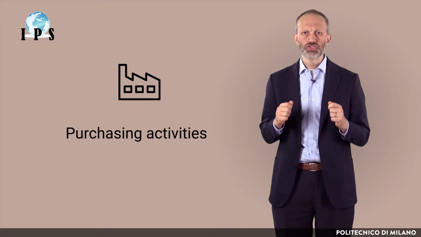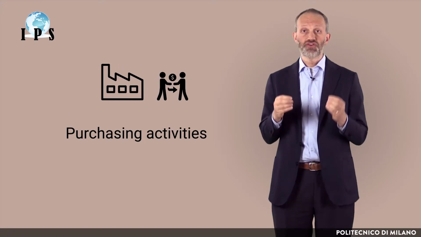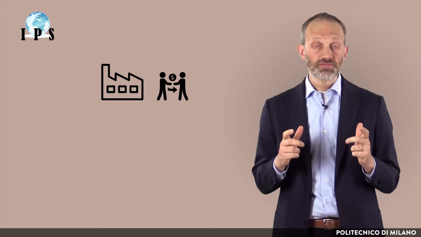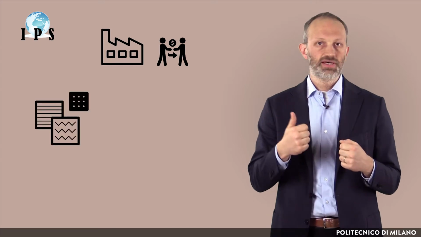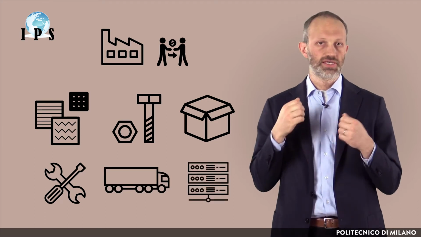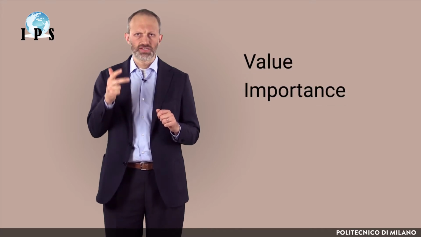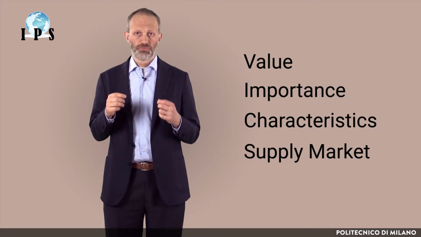Let's use again the IPS project to better understand this concept. We are interested in investigating the way companies manage their purchasing activities. So, our unit of analysis is going to be the purchasing function of a company. However, companies purchase a broad variety of goods and services, such as raw materials, components, finished products, maintenance, logistics, information technology, and so on. They are very different in terms of value, importance, characteristics, supply market, and therefore, they require very different ways of purchasing.